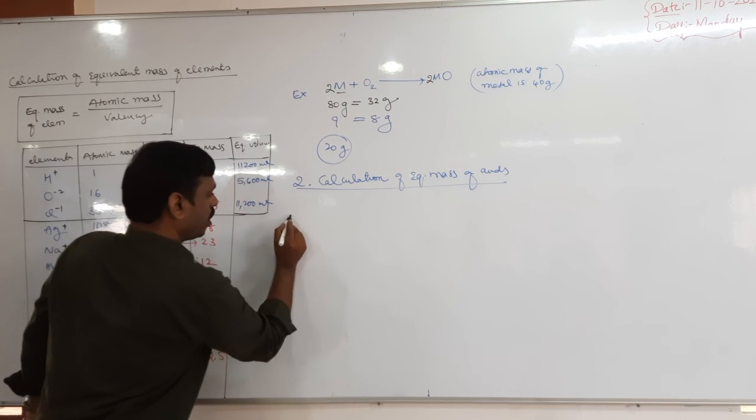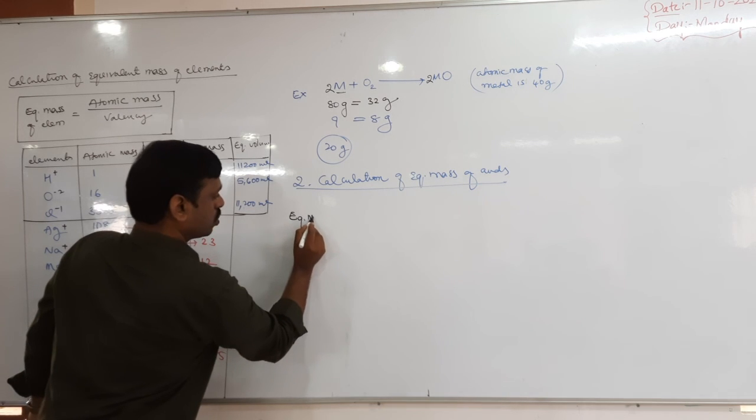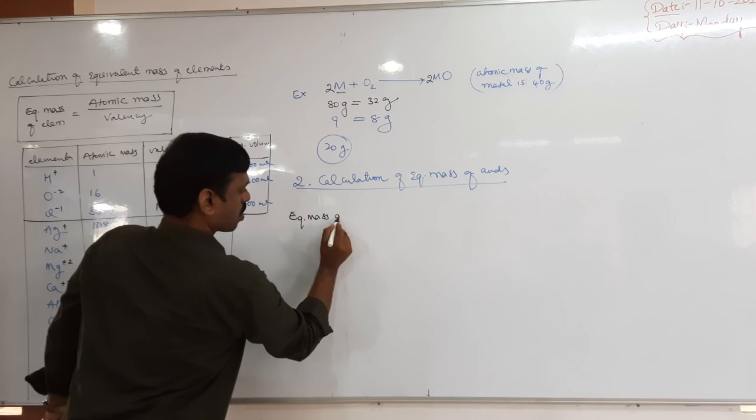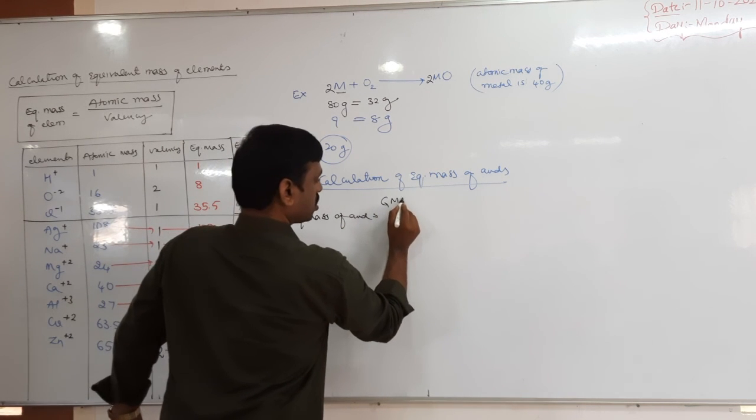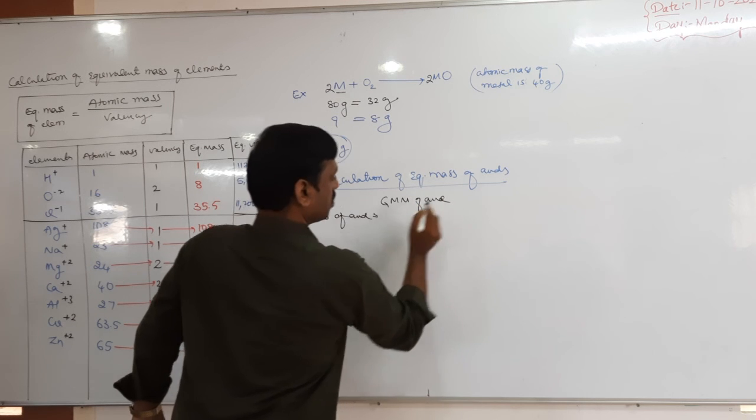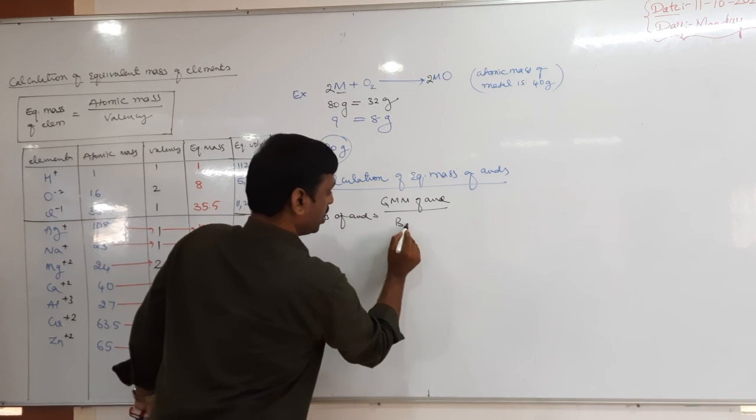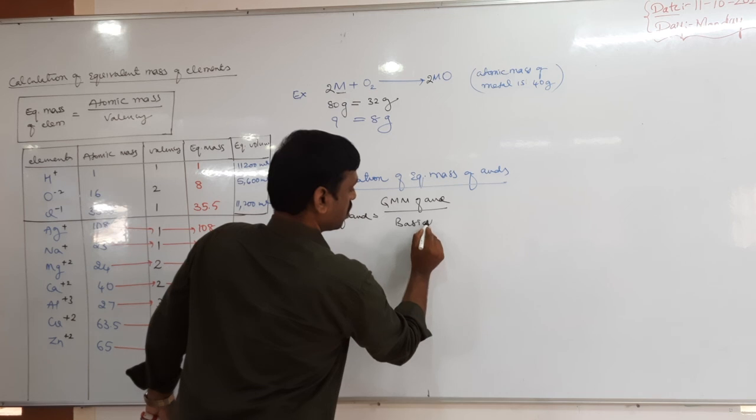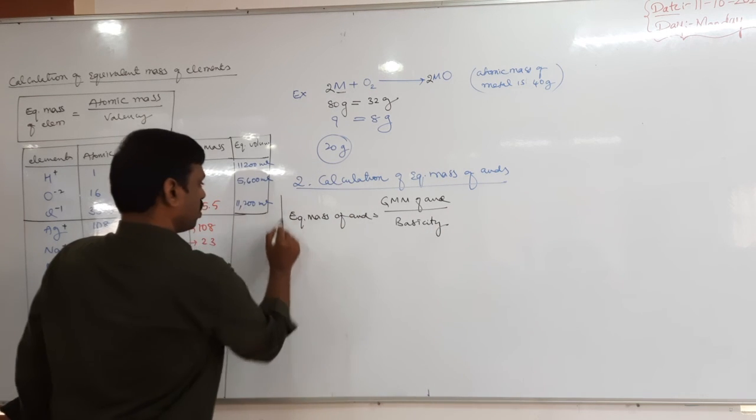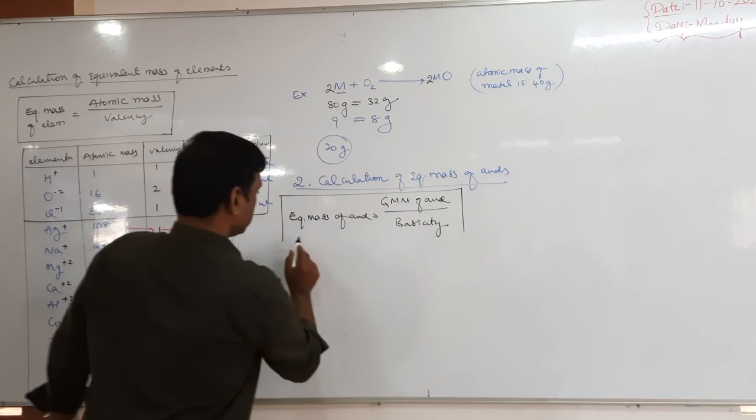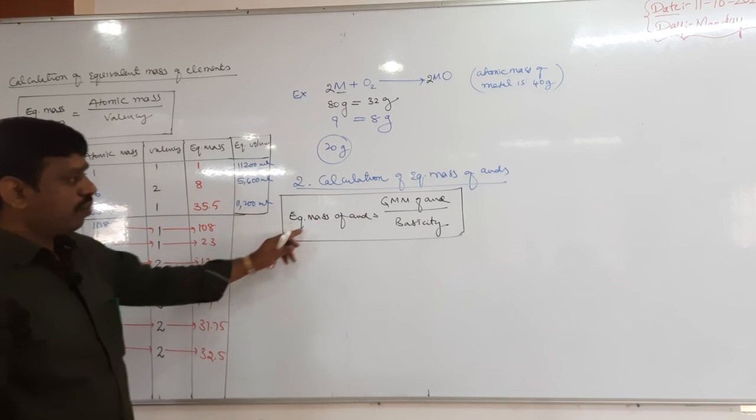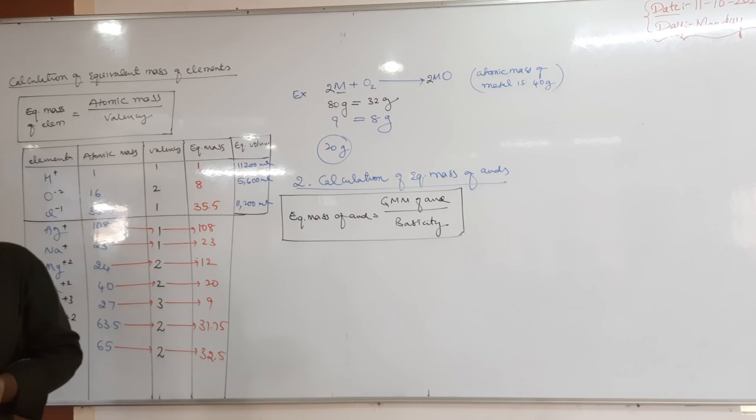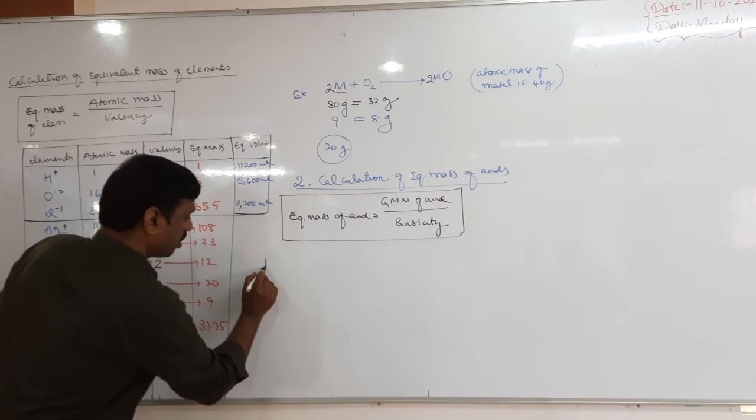Right. So here, equivalent mass of acid is equal to gram molecular mass of acid divided by basicity. Gram molecular mass is nothing but molecular mass, you can take. Okay, so molecular mass of acid divided by basicity. Right. Then what is the basicity?